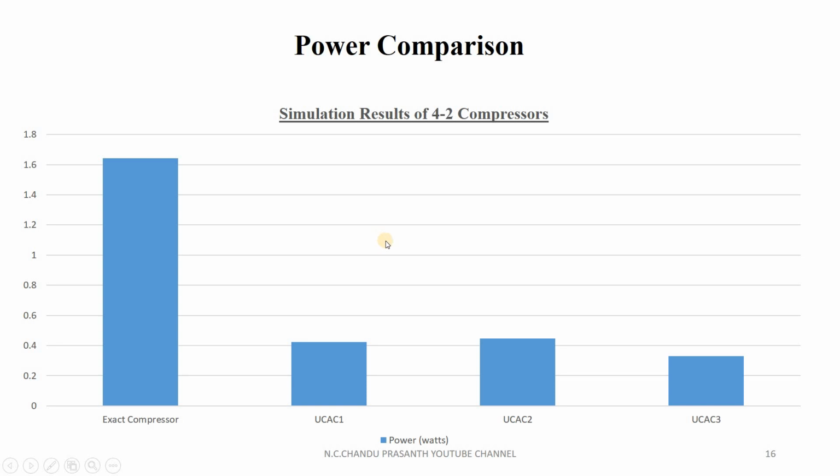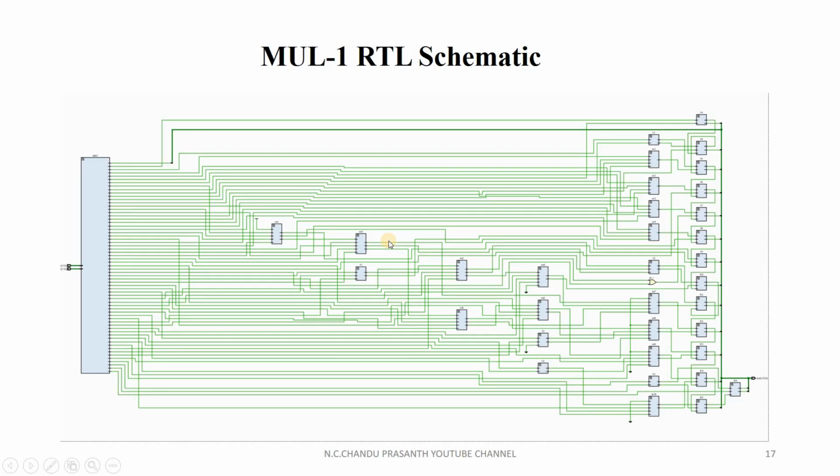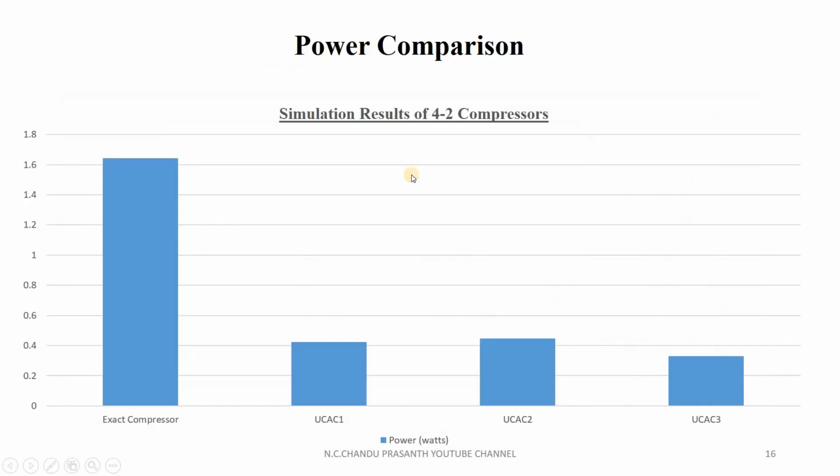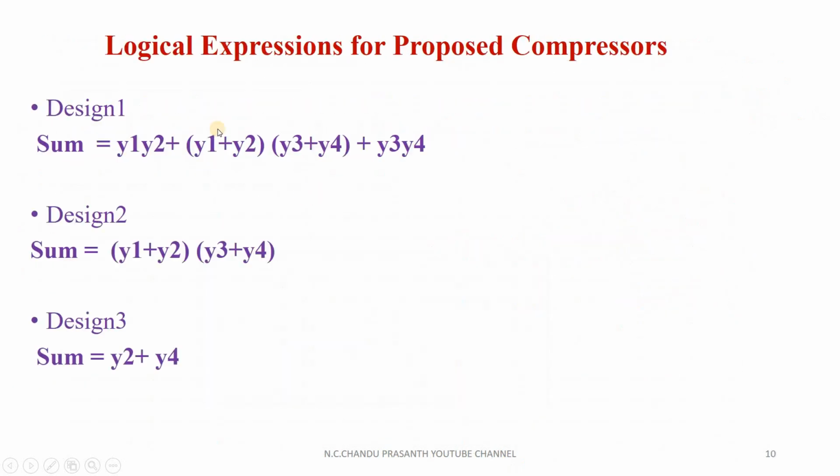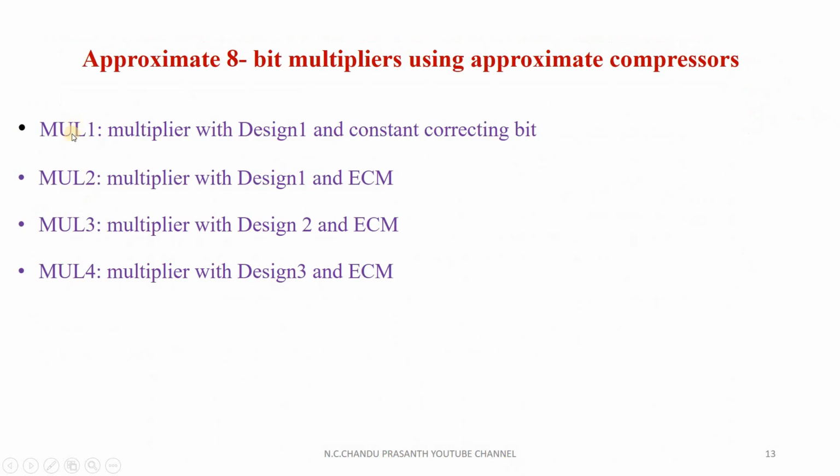Here I am showing only the power consumption. So area and delay also get reduced. Okay, so this is the multiplier 1 RTL schematic. Here I have proposed 4 kinds of multipliers: Multiplier 1, 2, 3, 4.